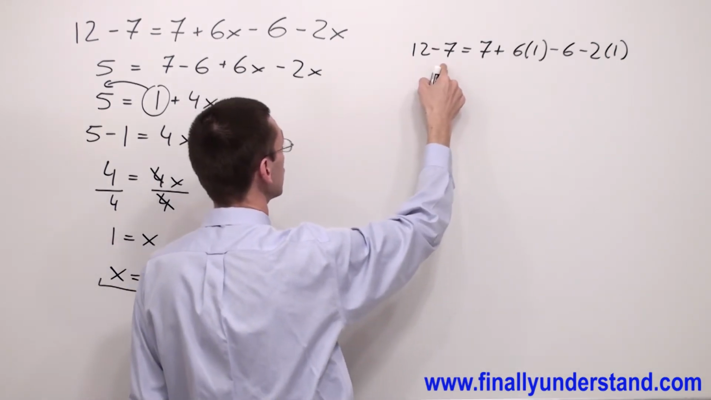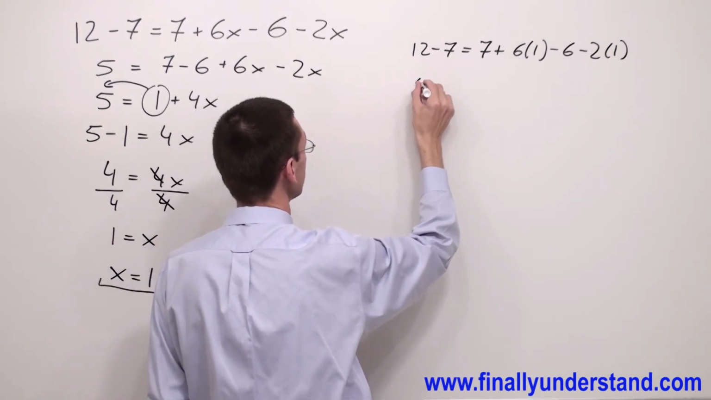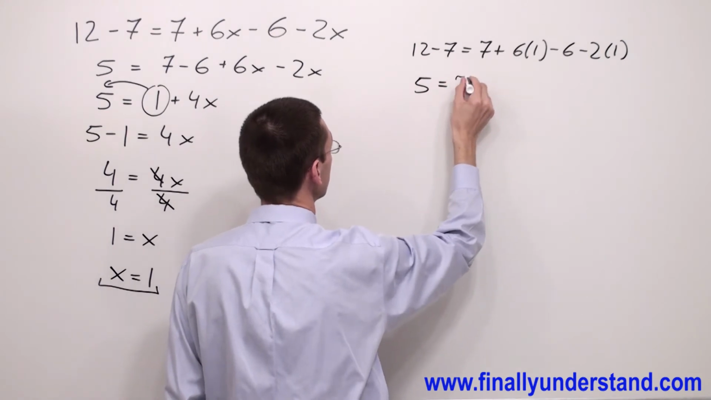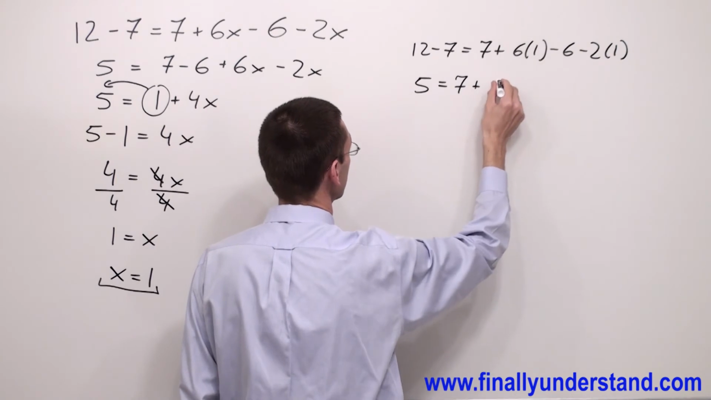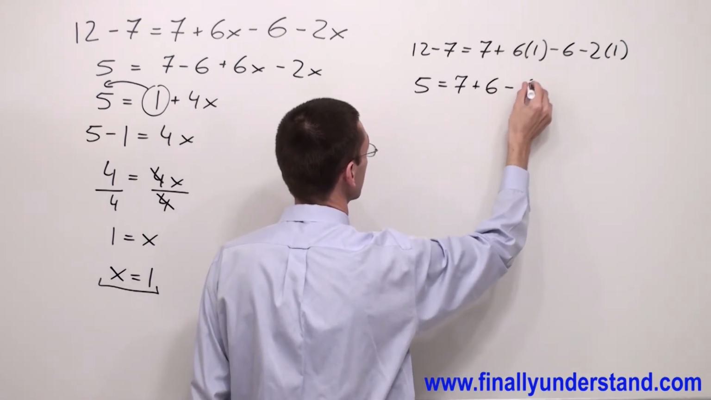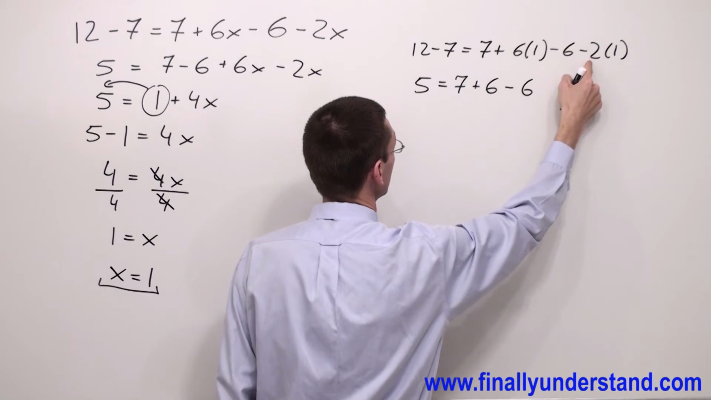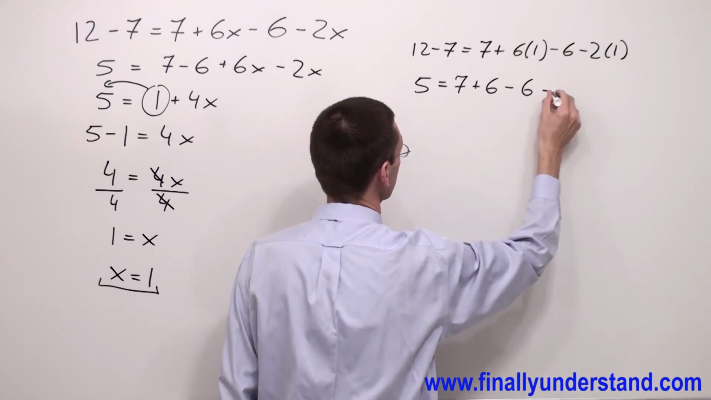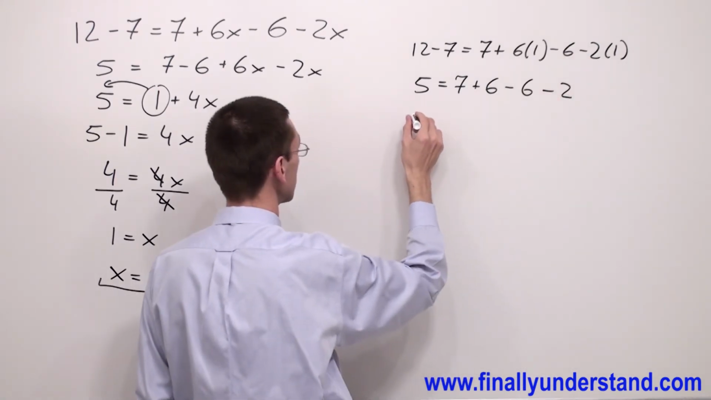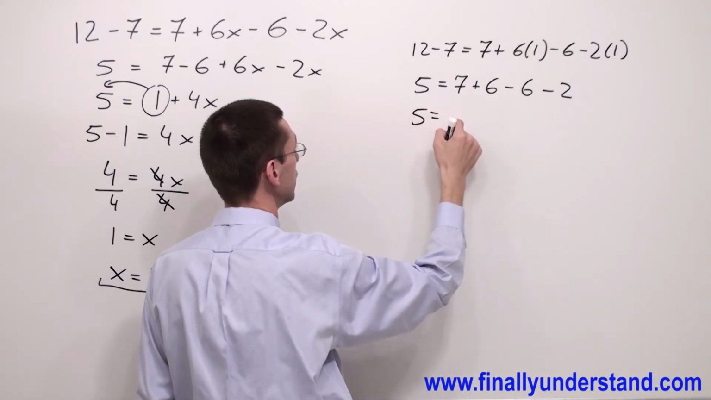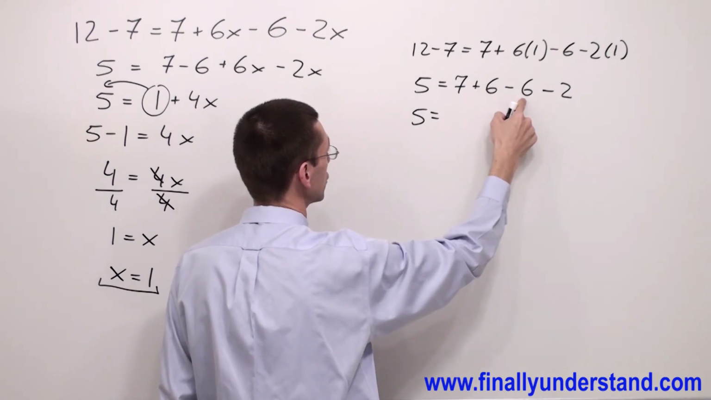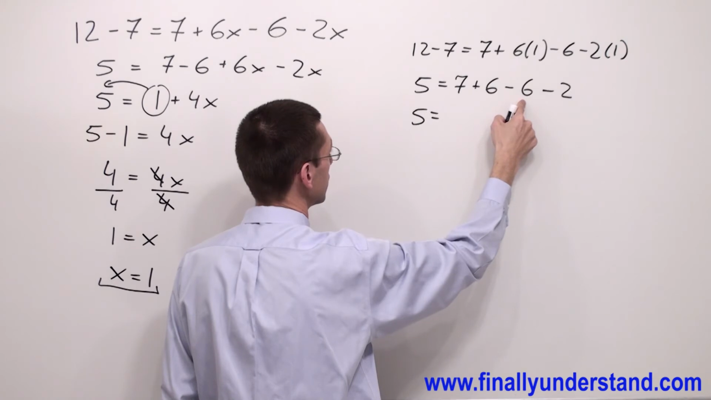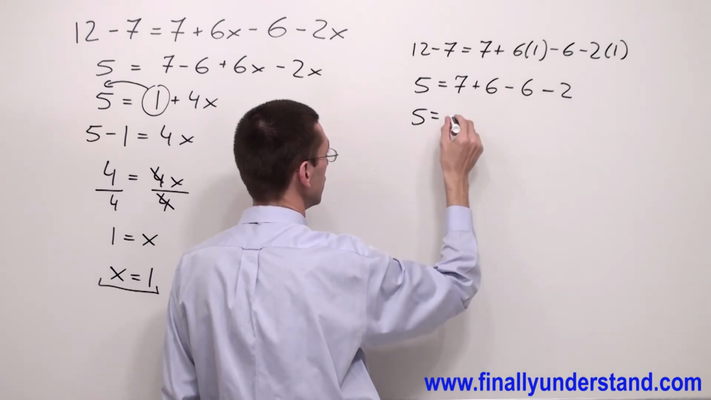12 minus 7 is equal to 5. Equals 7 plus 6 times 1 is 6, minus 6. Negative 2 times 1 is negative 2. I have 5 equals 7 plus 6 is equal to 13. 13 minus 6 is equal to 7. 7 minus 2 is equal to 5.